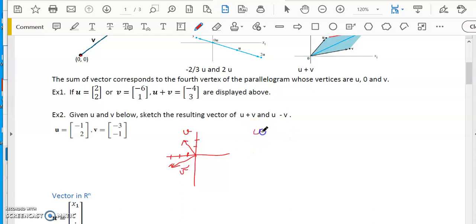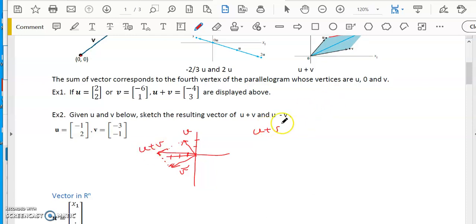To draw u plus v, unfortunately I cannot change color. I wish I could. So you would draw a parallelogram, right? Use these two as the sides, and you draw the fourth vertex. So this is u plus v.